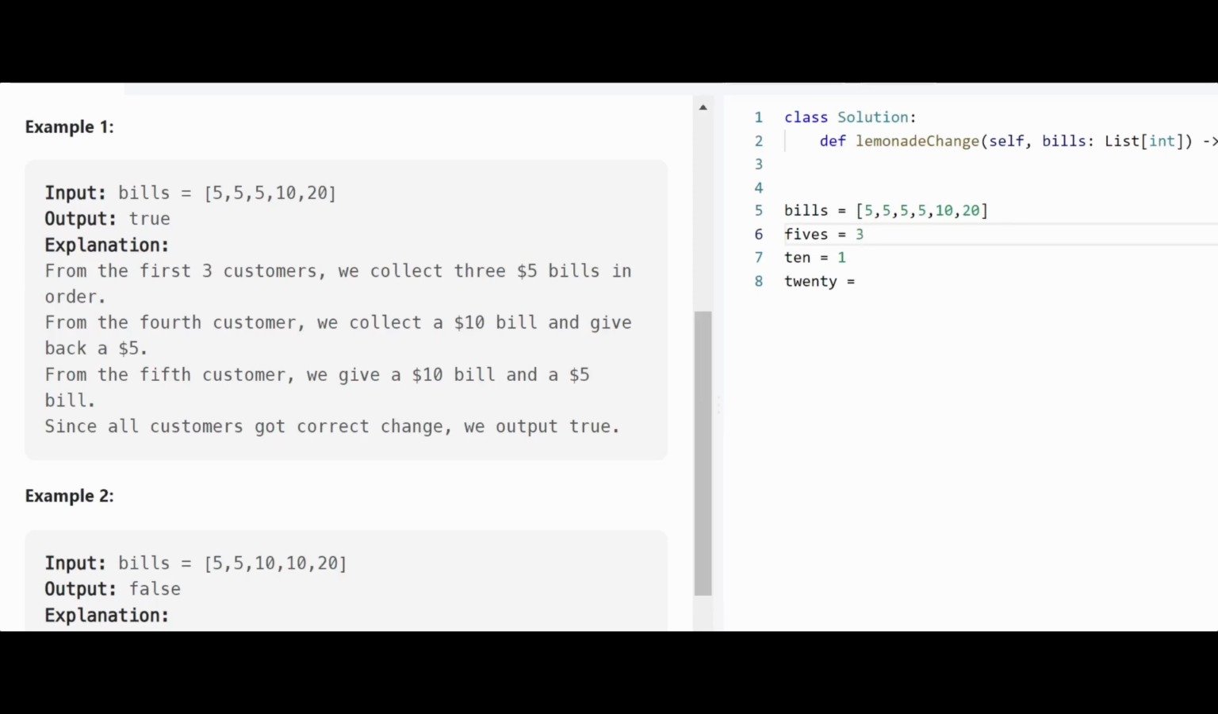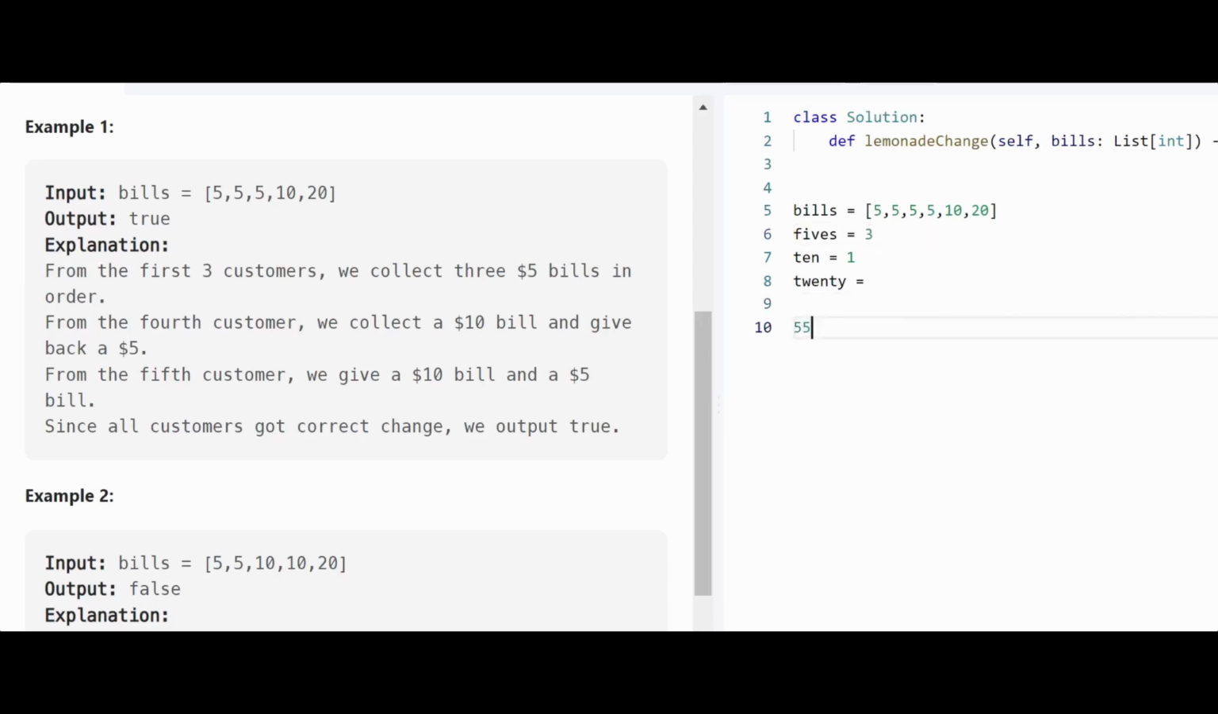Now, when this $20 guy comes, there are two appropriate ways to solve this. You can give him three $5 bills, or one $10 bill and one $5 bill. So this is the only way you can pay him the change back.